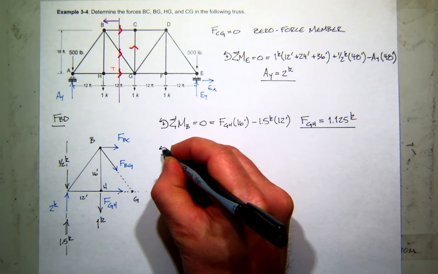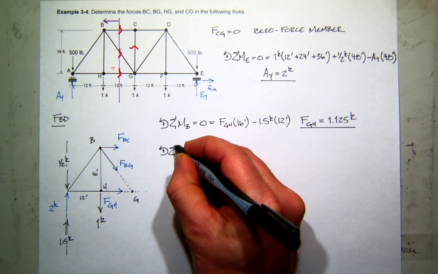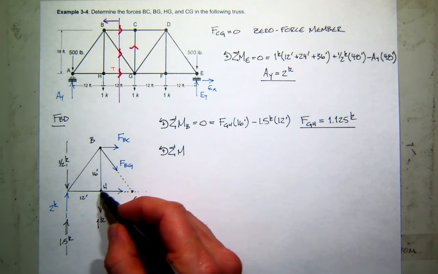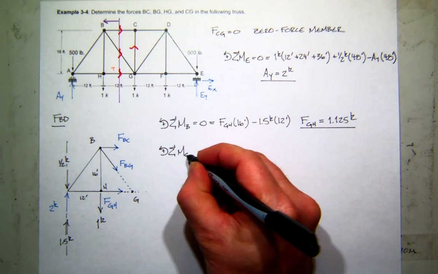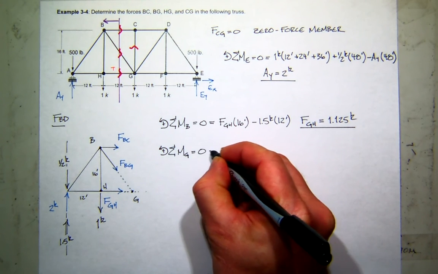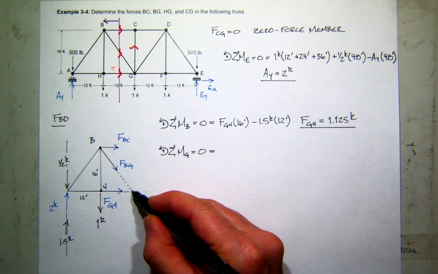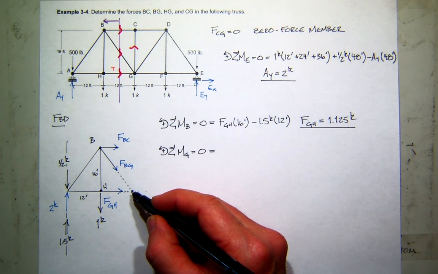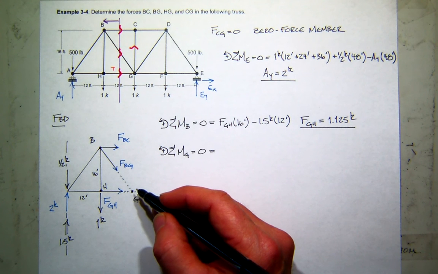So let's sum moments. At the second place we identified some forces that were concurrent. That's at G. So summing moments about G, the force here, yeah. Can't we just sum the forces in the y and the x direction, and we don't have to sum moments again?